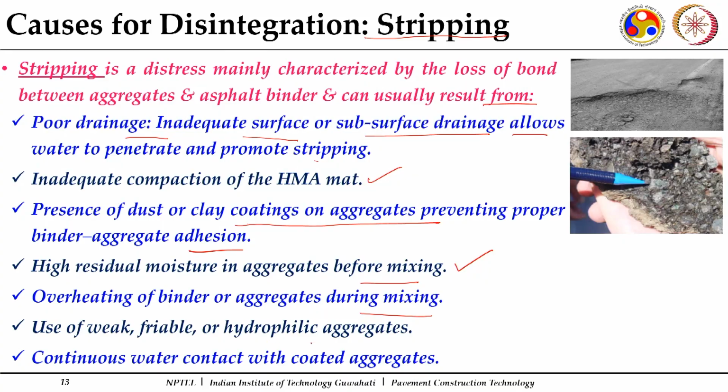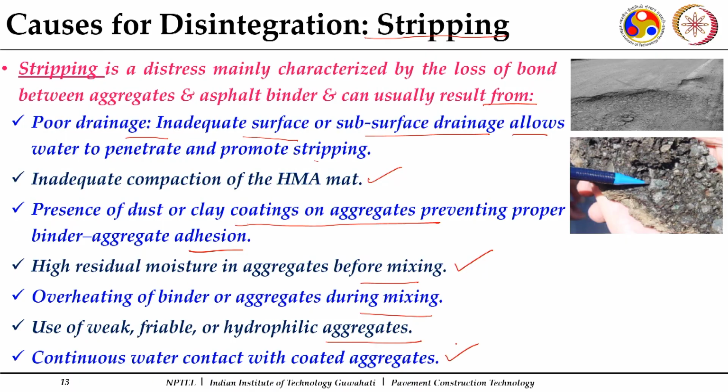Use of weak and friable or hydrophilic aggregates is the other category, because when these aggregates are weak enough, they get broken up and expose surfaces where there are more chances of water entering. So, more chances of stripping take place when these new faces get opened up. Continuous water contact with the coated aggregates may come from the underlying water and also from the top.